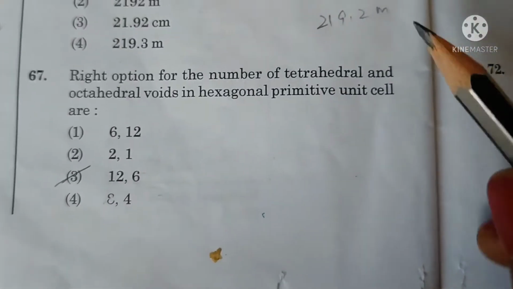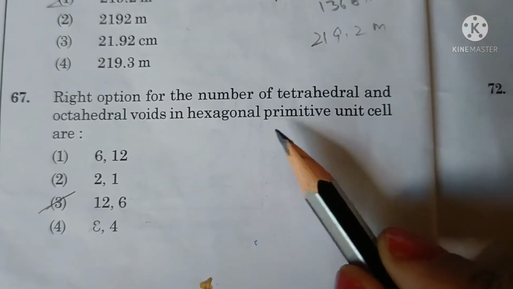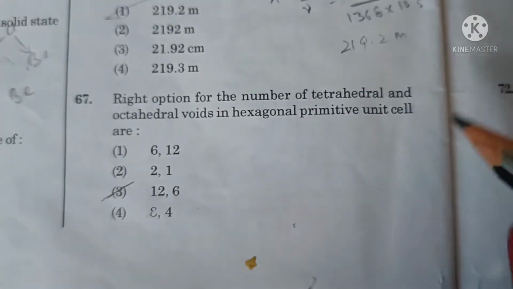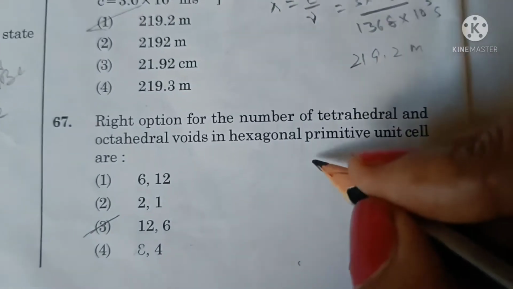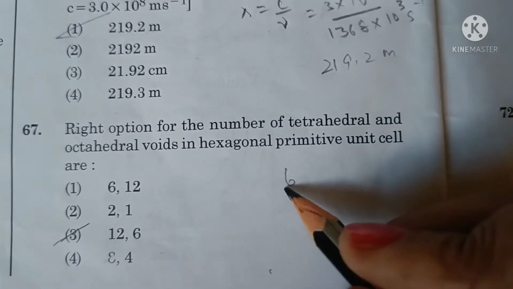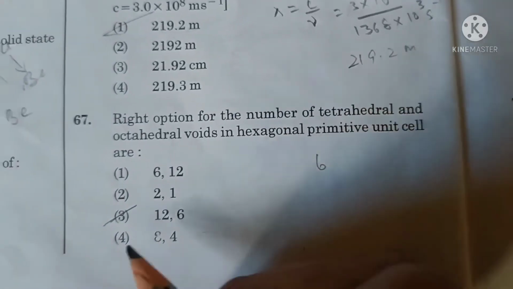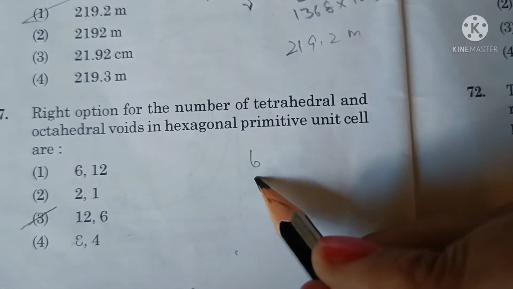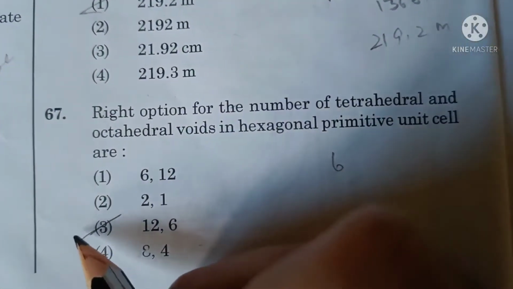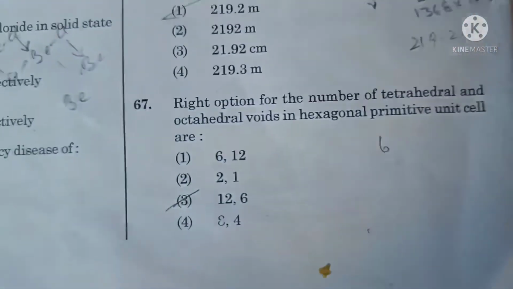The right option for the number of tetrahedral and octahedral voids in a hexagonal primitive unit cell: in hexagonal primitive unit cells, the number of atoms per unit cell is 6. As the tetrahedral voids are double, tetrahedral voids should be 12. And octahedral voids are the same as the number of atoms per unit cell, which is 6. So option 3, 12 and 6, is the correct answer.